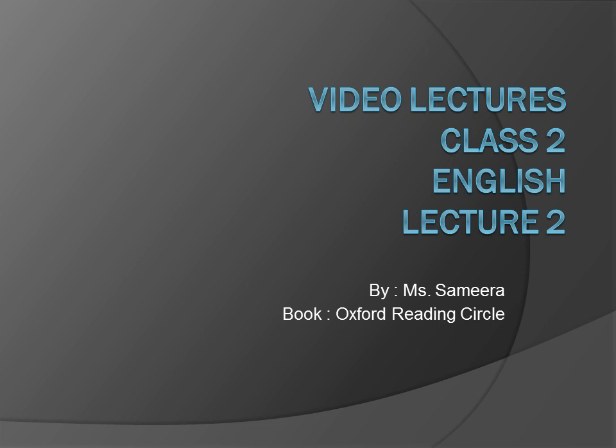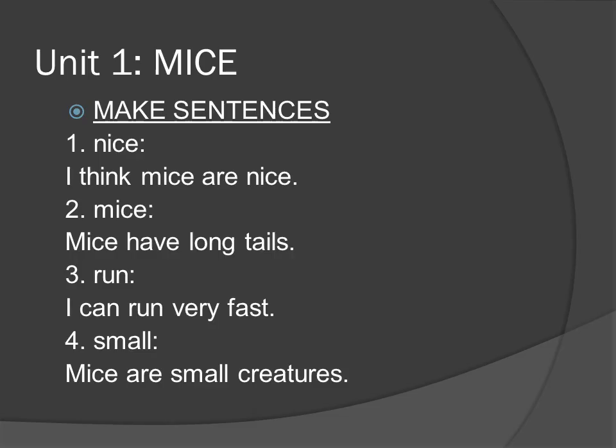Subject English, Lecture 2. Book name is Oxford Reading Circle. Unit 1, Mice. We have already started this unit and we have done the reading and explanation. We also did the dictation words of this unit. Today, we are going to do some sentences.